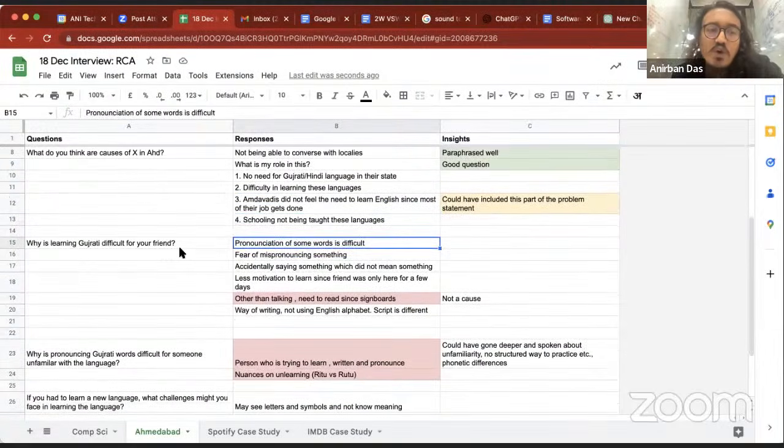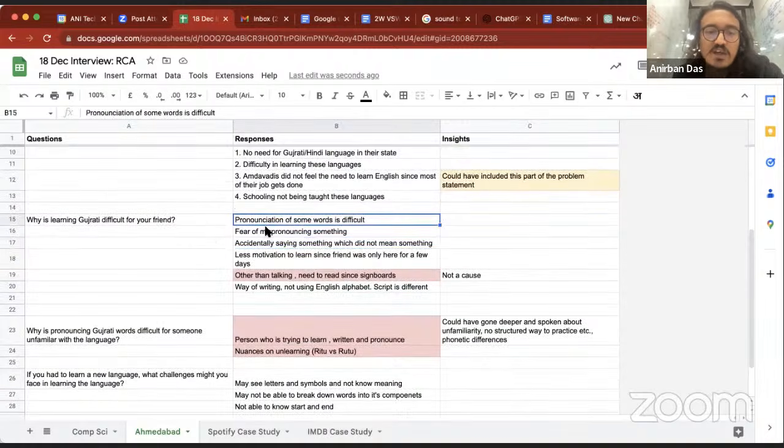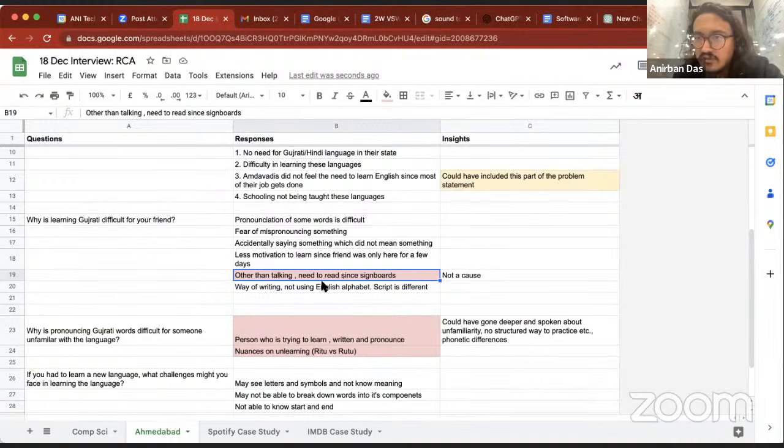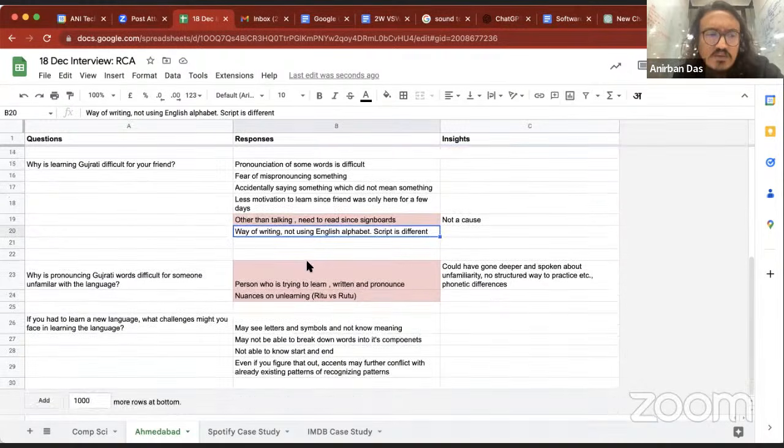Now, when we got into a slightly bit more depth, which is why was learning Gujarati difficult for your friend, I think the first level causes for this, the first 3 were good. But other than talking, needing to read signboards, that's not really a cause. That's basically another aspect or facet of the problem. That's basically a benefit of solving the problem. It's not a cause of why the problem exists in the first place. So that's just a sentence framing thing.